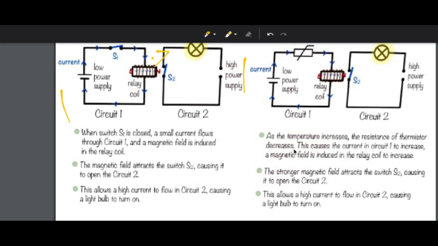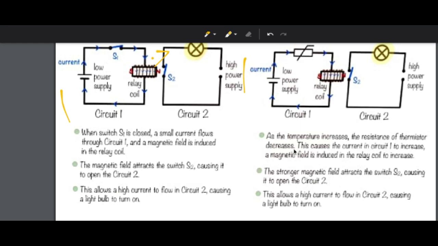Switch S1 is closed, a small current flows in circuit 1, and a magnetic field is induced in the relay coil. The magnetic field attracts the switch S2 in circuit 2. This allows a high current to flow in circuit 2, causing the light bulb to turn on.